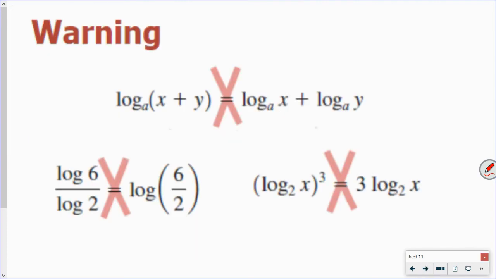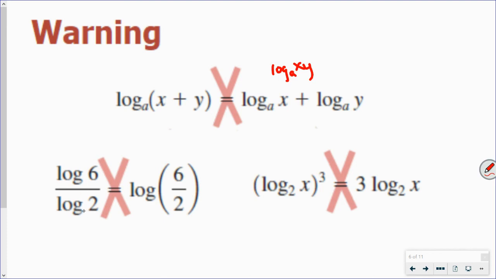Okay, a couple warnings here for this section is that if you are adding inside of the logarithm, you don't get to split that up with addition. Okay, remember these additions we actually multiply. So this would be log base A of x times y. You multiply. If you have two logarithms like this, you don't get to combine them into one. Okay, you can't do anything with this.